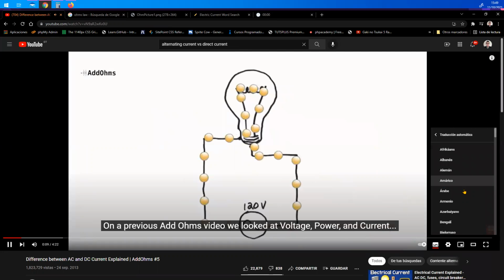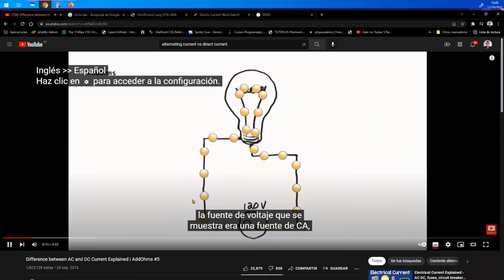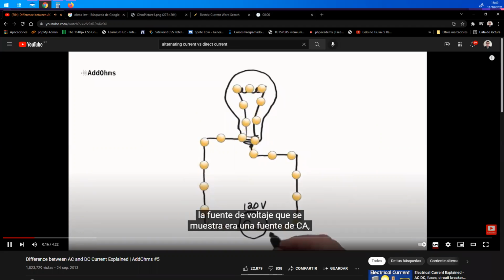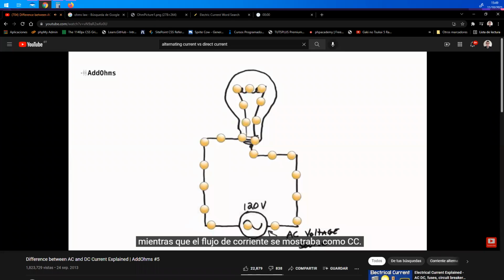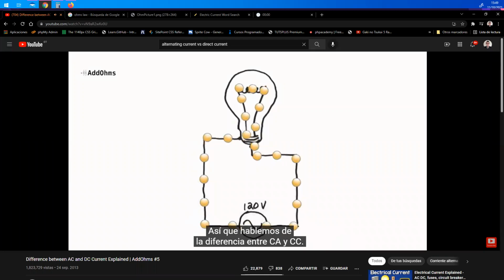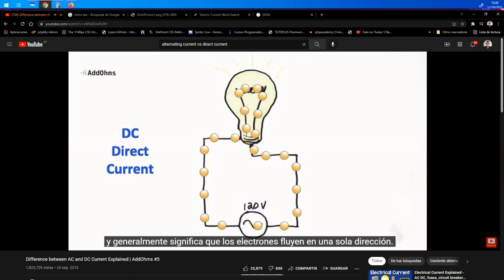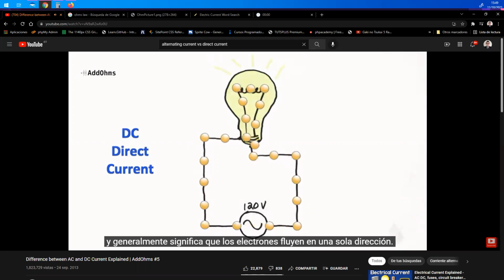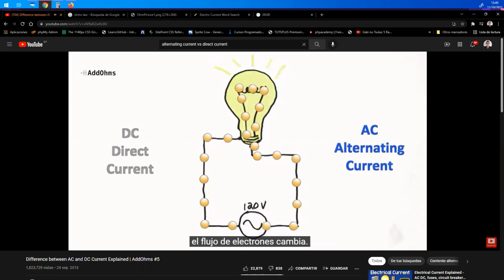In a previous video, we looked at voltage, power, and current, and you might remember this animation. One problem with this animation is that the voltage source shown was an AC source, while the current flow was shown as DC. So let's talk about the difference between AC and DC. The letters DC stand for direct current, and it generally means the electrons flow in a single direction. AC stands for alternating current, and it means that the flow of electrons changes.